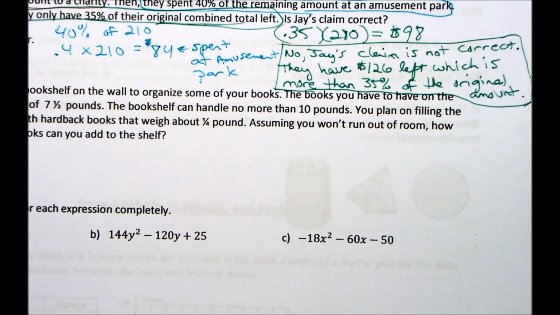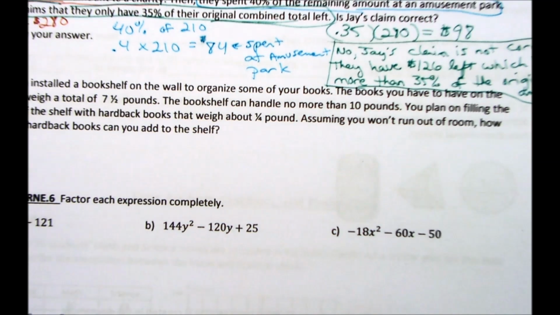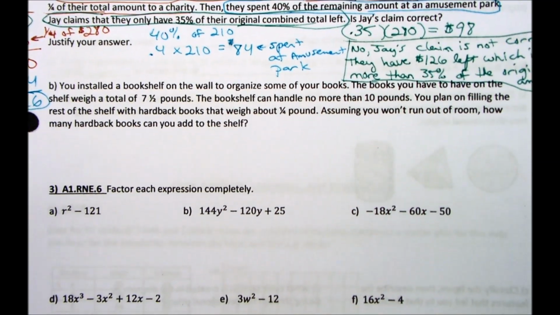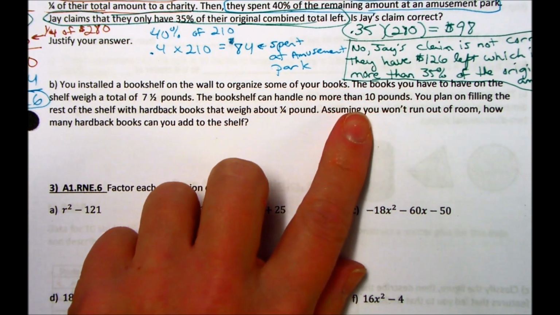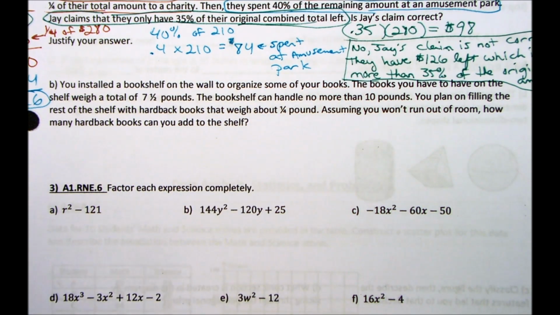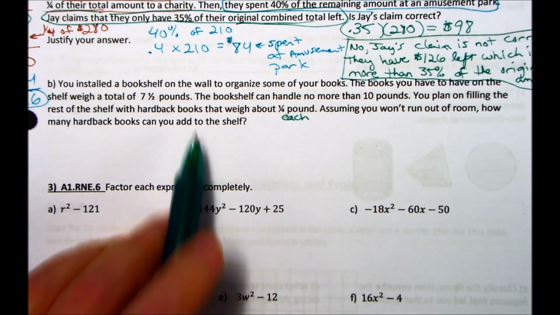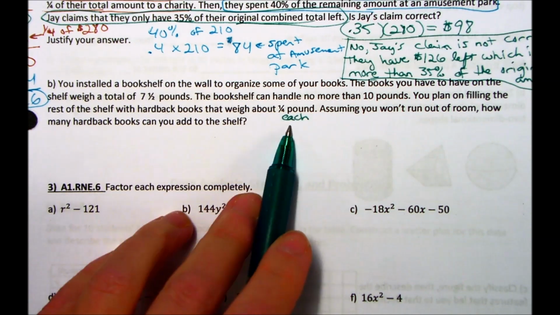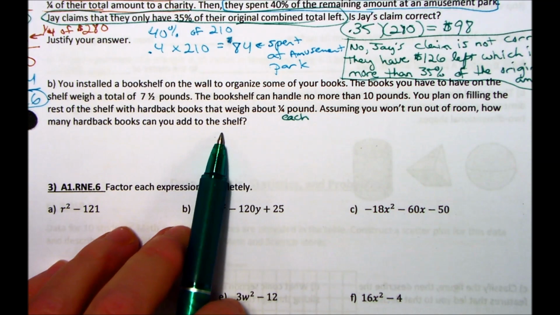All right, moving on to problem B. It says you installed a bookshelf on a wall to organize some books. The books you have to file on the shelf weigh a total of 7.5 pounds. The bookshelf can handle no more than 10 pounds. You plan on filling the rest of the shelf with hardback books that weigh 1/4 of a pound each. So I probably should have put each. So each hardback book that you're adding weighs 1/4 of a pound each. Assuming you won't run out of room, how many hardback books can you add to the shelf?